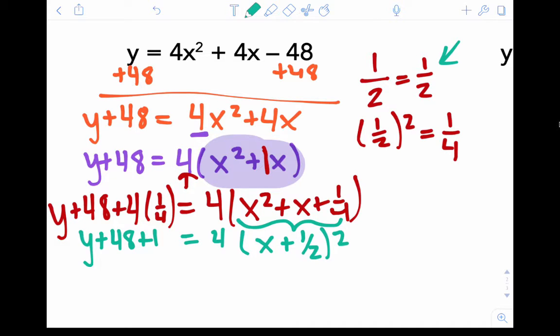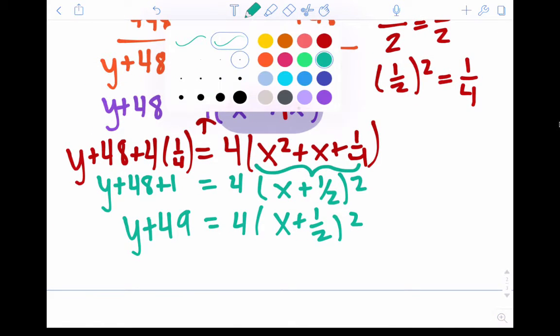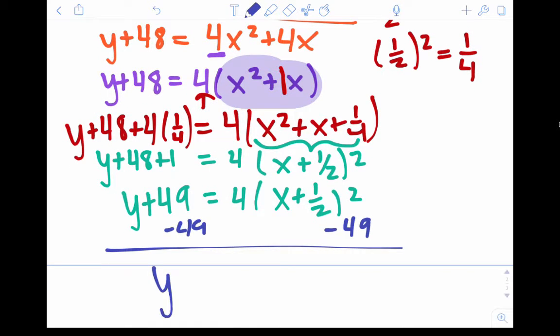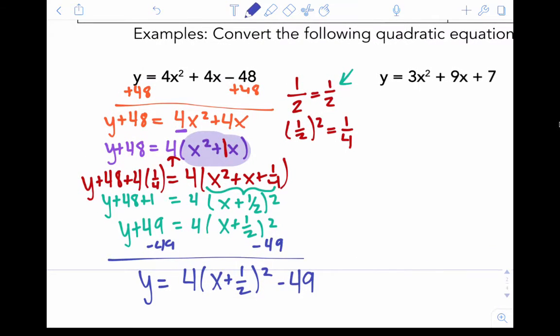And then I can simplify the left side one more time. Y plus 49 is equal to 4 times the quantity x plus 1/2 squared. And then, of course, that last step is to subtract 49 from both sides. And when I do that, I get y is equal to 4 times the quantity x plus 1/2 squared minus 49. And this is written in that vertex form.